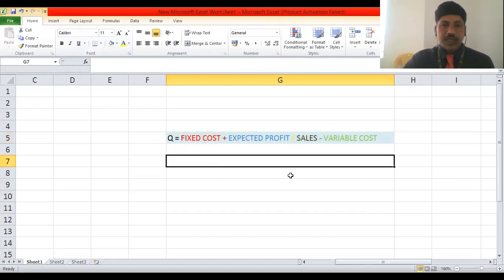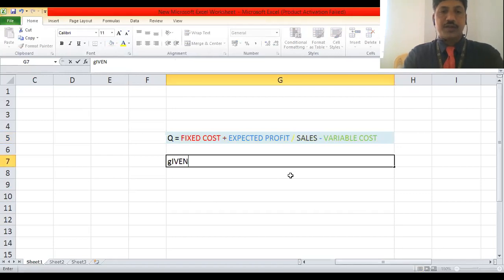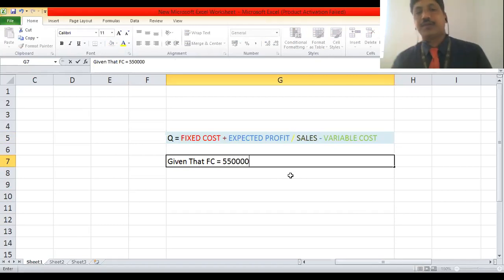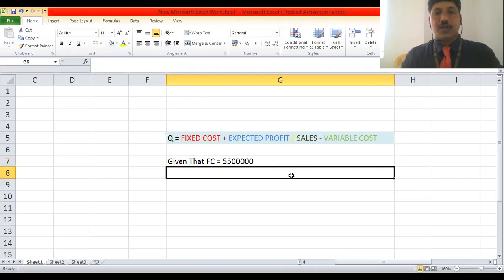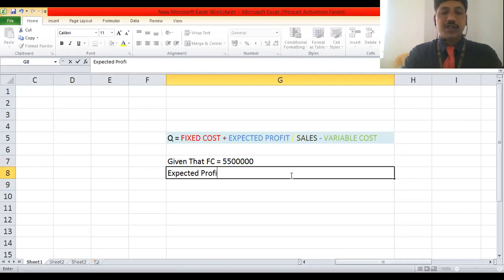Now in the given problem, what was given? Fixed cost is equal to 55 lakhs. 55 lakhs fixed cost was given in the problem. And what was given? Expected profit was given at 2 lakh rupees.